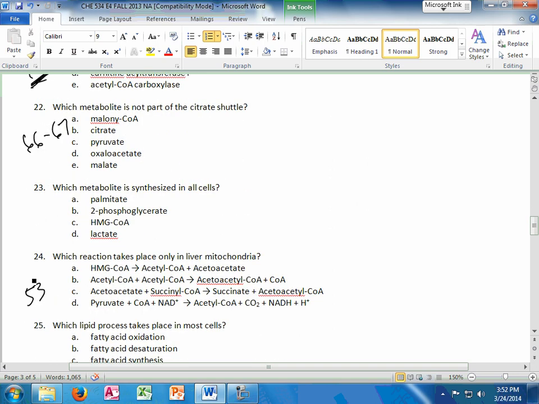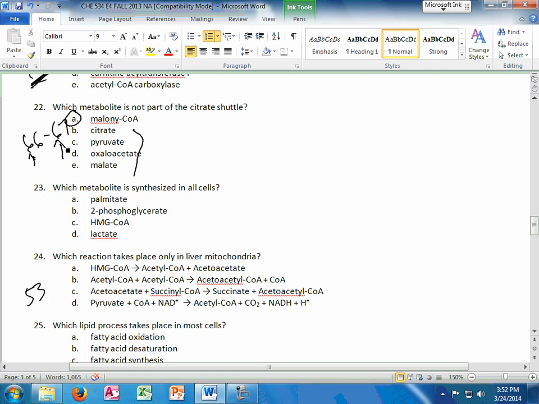Which metabolite is not part of the citrate shuttle? Malonyl-CoA is your metabolite used in fatty acid synthesis. Everything else is on the shuttle. I think this is the visual of it, and this is the steps written out, so it's good to know both there.